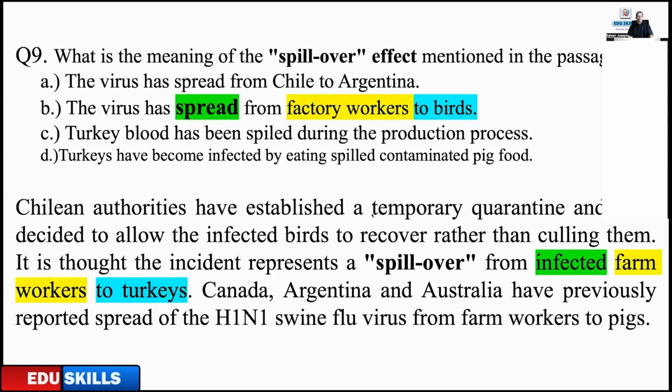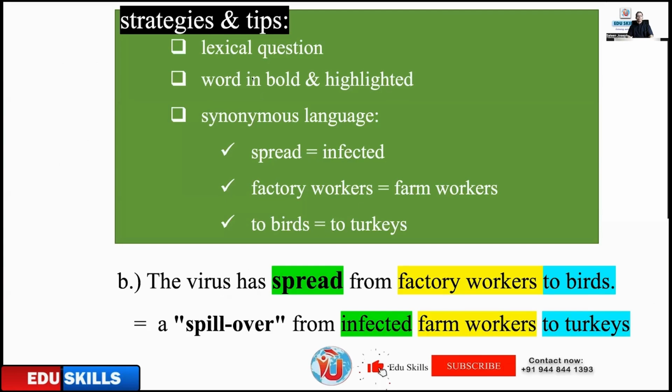So what you have to do, say strategies and tips for the lexical question: word in bold and highlighted, synonymous language, spread, infected, factory workers, farm workers, to birds, to turkeys. The virus has spread from the factory workers to birds. The text says, a spillover from infected farm workers to turkeys. Synonymous language, paraphrasing. Why am I showing you this? You have to do this when you work out in the initial stages, until you reach a certain stage of competency. It's not important that you get the score or the answer, but you have to understand how you got the answer.